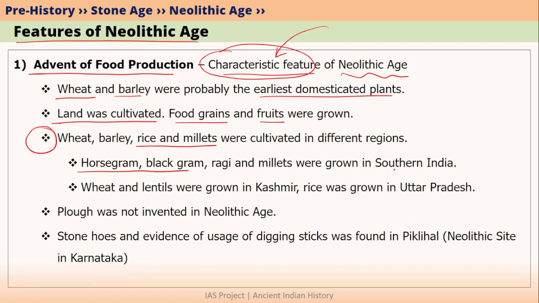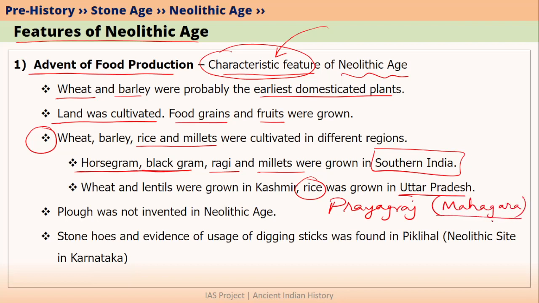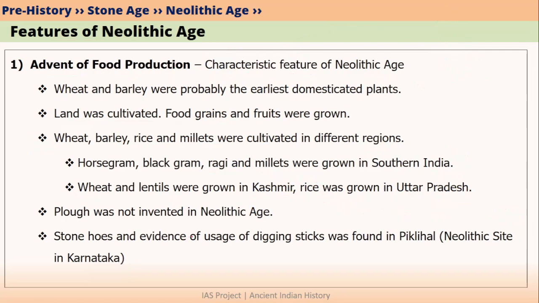For example, if we take the case of South India, horse gram, black gram, ragi, and millets were grown. But if we take the region of Gangetic Plains, that is in Uttar Pradesh, rice was grown. In fact, rice was first grown in India near Allahabad, or let's say near Prayagraj, at a place called Mahagada. This could also be a prelims question. If we look at Kashmir, wheat as well as lentils were grown. What are lentils? Lentils are basically those pulses which have a lens shape. Lens shape is something like this. For example, like idli. Idli is lens shaped.